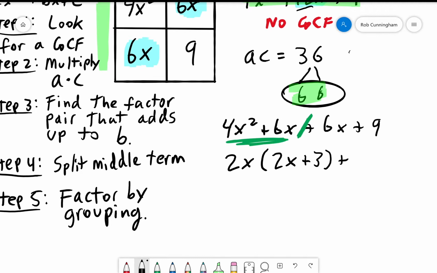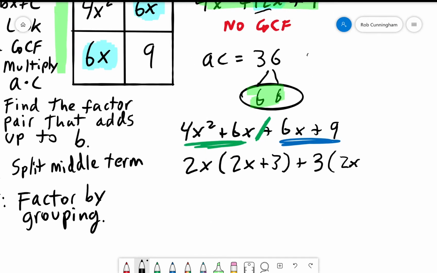Now look at the second half of the equation. What can be factored out of that? Well, it looks like both of these numbers are divisible by 3. 6x divided by 3 is 2x. 9 divided by 3 is 3.